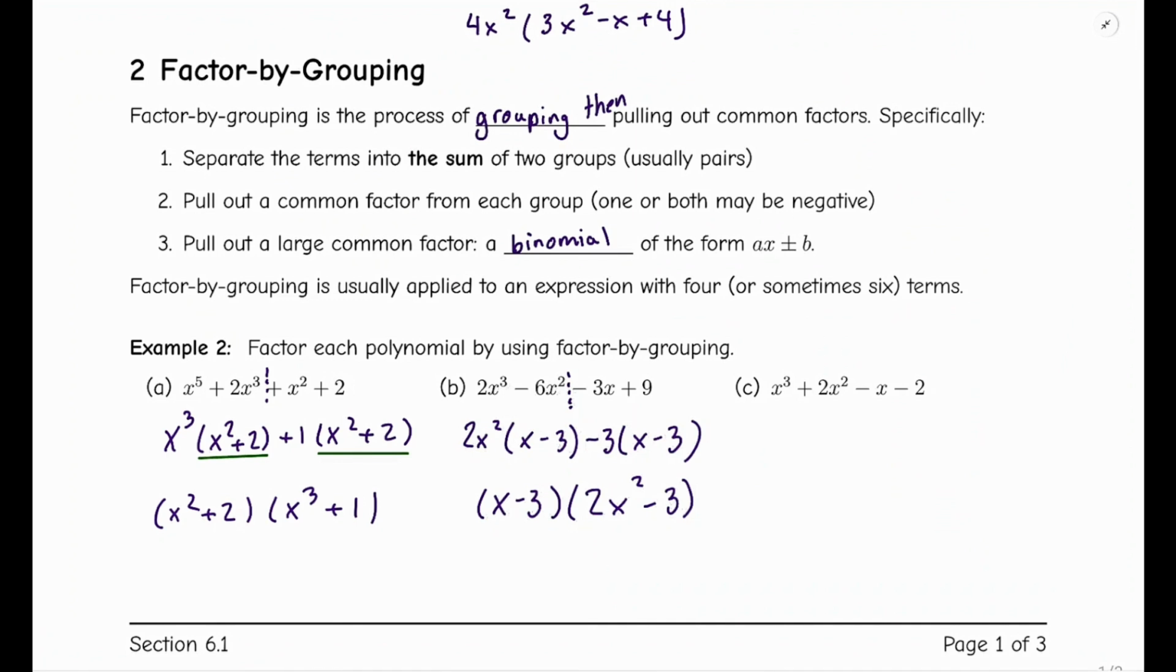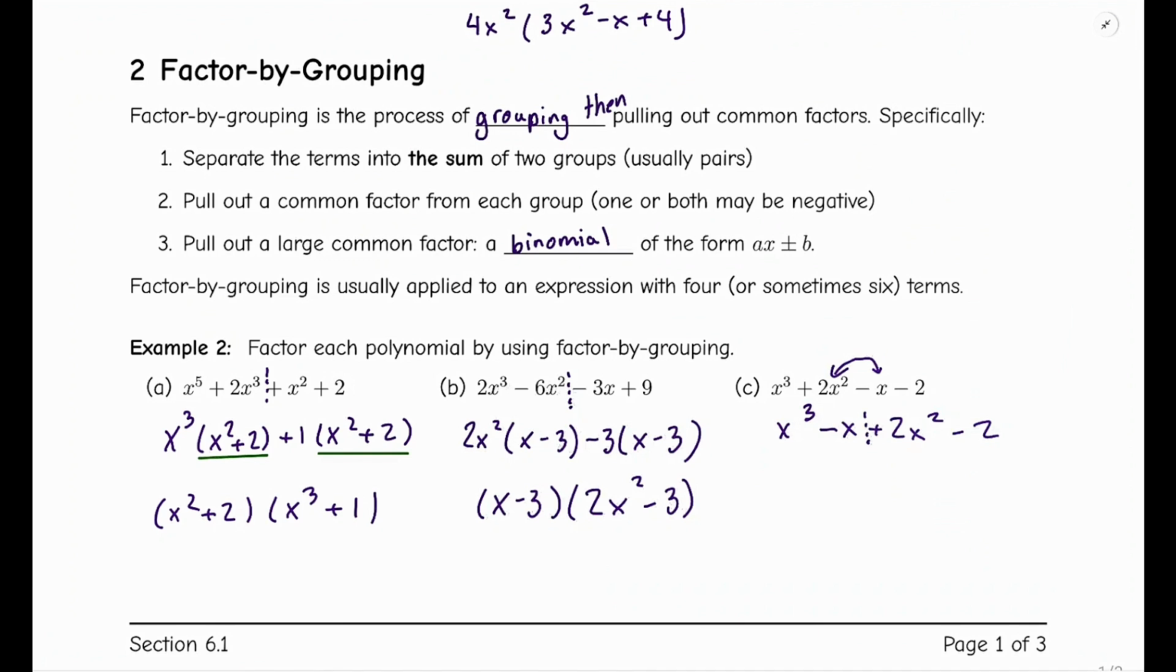Now for part C, x cubed plus 2x squared minus x minus 2. I'm going to do this a little bit differently. I'm going to swap the middle two terms. Now you don't have to do it, it'll work out if you don't, but I just wanted to show you an example of where we do it, because there are some times where you do need to swap the middle two terms in order for it to be factorable. So then it becomes x cubed minus x plus 2x squared minus 2, split it down the middle.